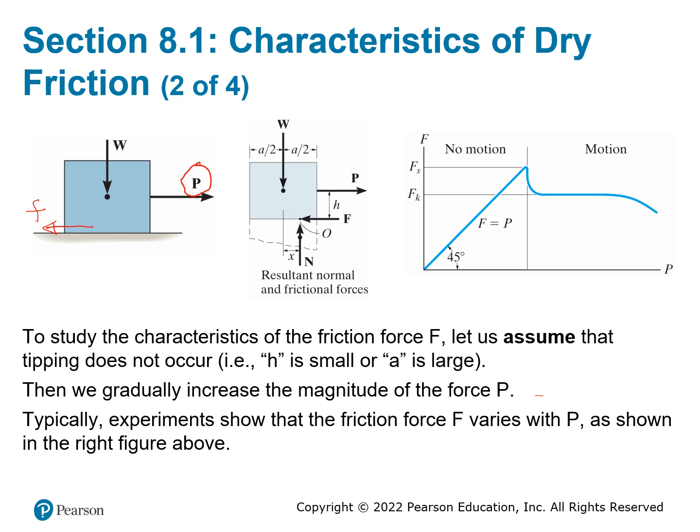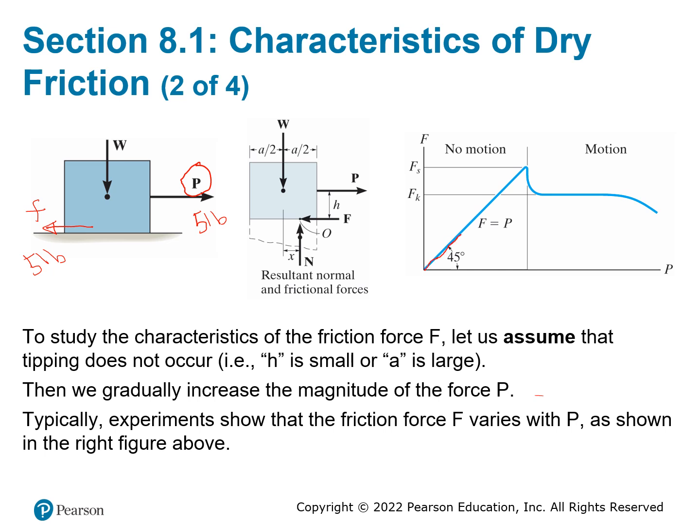If the block does not move, then the friction force should be equal to the pulling force. For example, if you pull with 1 pound and the block is not moving, the friction force must be equal to 1 pound. You increase the pulling force to 5 pounds, and the friction will be 5 pounds as well if the block does not move. And this is exactly what this picture is trying to show.